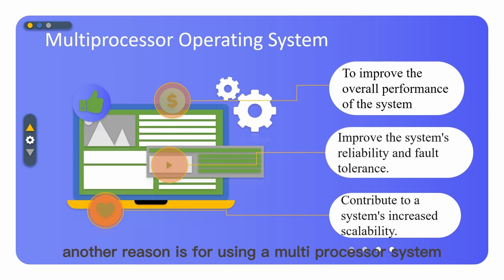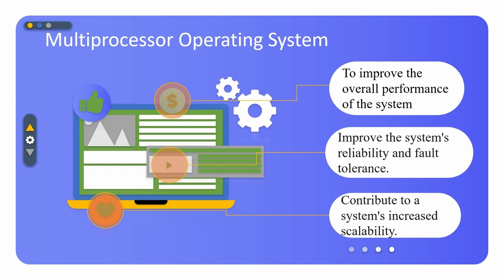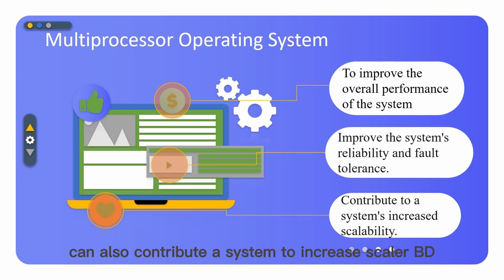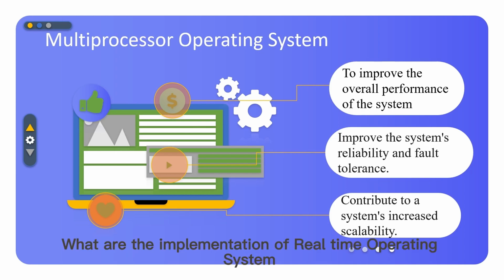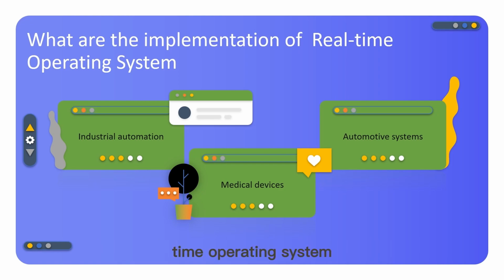Another reason for using a multiprocessor system is to improve reliability and fault tolerance. A multiprocessor system can also help a system to increase scalability. Additional processors can be added to the system to manage the increased workload as application processing needs grow. By allocating tasks to the most efficient processor and distributing overload among the available processors, the operating system can manage extra resources.